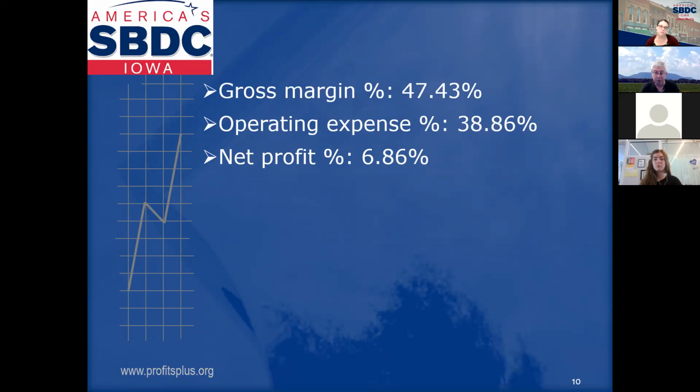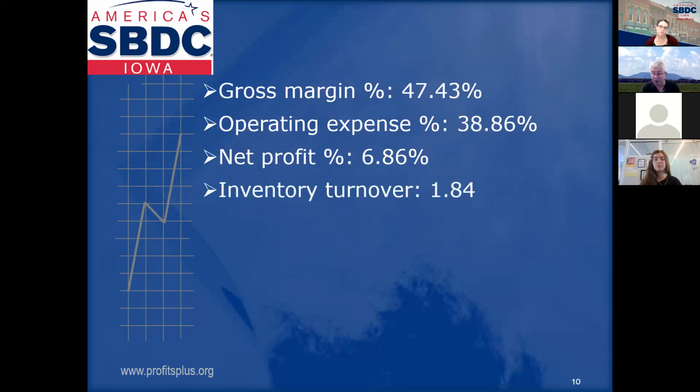All right, let's put it in just real easy numbers. Of every $100 that you sell, $6.86 goes to the bottom line, after everything's been paid. $6.86 is what you are keeping as profit out of a $100 sale.